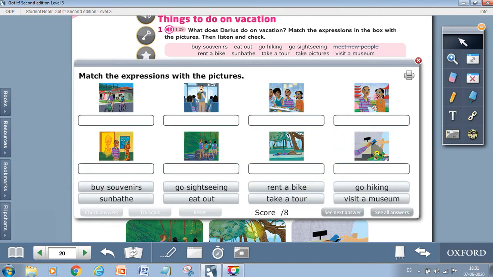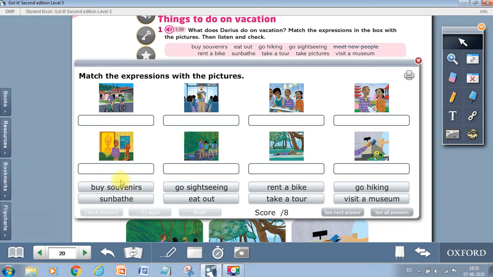Now, we have here 8 actions. Buy souvenirs, go sightseeing, rent a bike, go hiking, sunbathe, eat out, take a tour, visit a museum. Okay, take your time, look at here, and we are gonna do it together. Okay, for example, let's go with the easiest. We have here buy souvenirs.